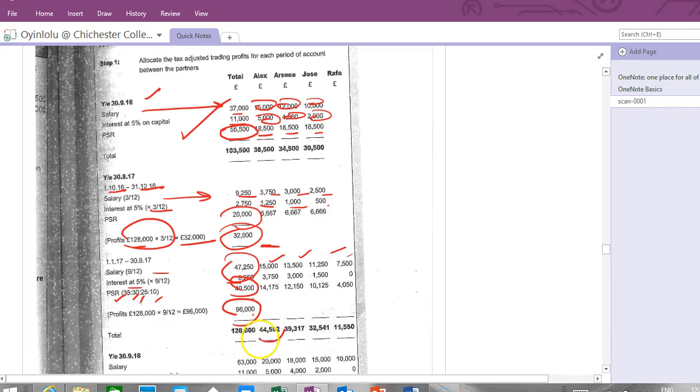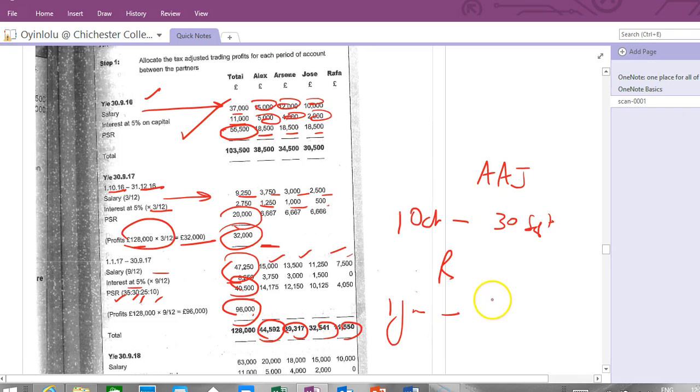So we now know what each person has from the 1st of October to the 30th of September. That's Arsene, Alex, and Jose. But Rafa has 1st of January to the 30th of September, so this is X17 to X17. We treat Rafa like we would treat any other sole trader.